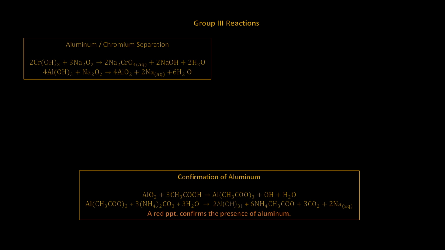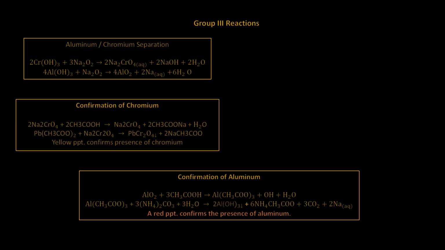The addition of the sodium peroxide formed an aqueous sodium chromate. Adding lead acetate to the solution allows for the formation of a yellow-colored lead chromate precipitate. Since chromate contains the chromium element, it confirms the presence of chromium in the sample.